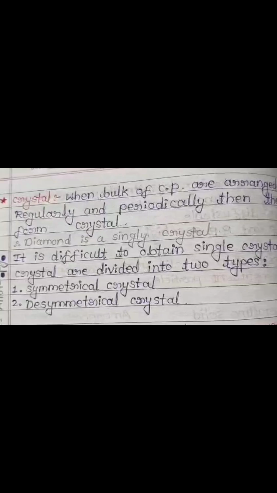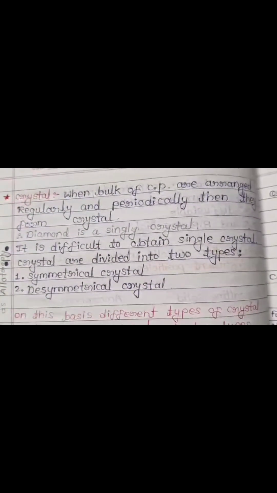Then these crystals are divided into two types, that is symmetrical and dissymmetrical. Then different types of crystalline solids are again classified into two types, that is, first one is the isomorphous solid and second one is the polymorphous solid. So what is isomorphous and what is polymorphous solid? Isomorphous solid: when two or more substances contain the same type of crystal, it is called isomorphous. This property is called isomorphism.